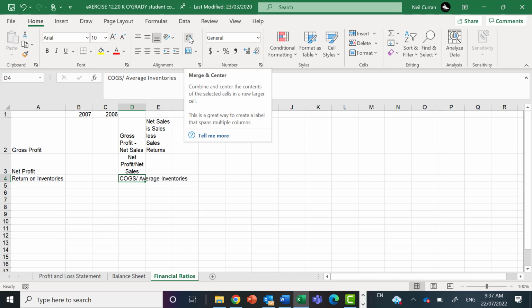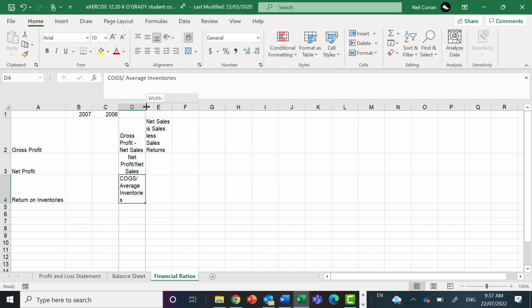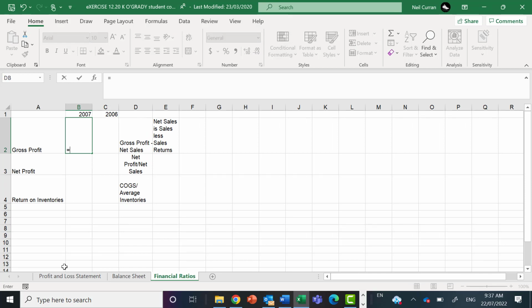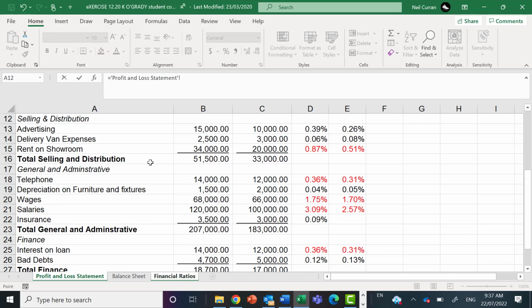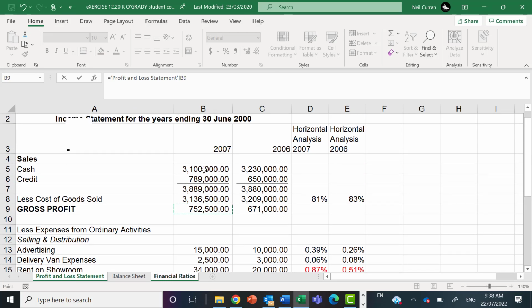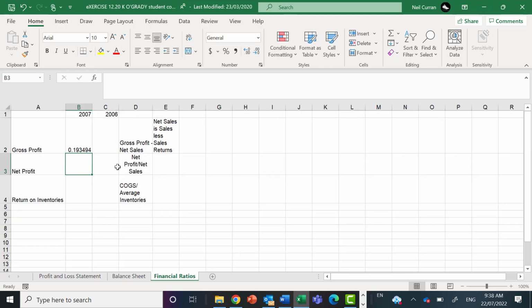Now you'll need to demonstrate your workings for the assignment as well, so I have a spreadsheet here which goes through how to actually do it. So we're going to do gross profit now for 2007. Gross profit is in the statement of profit or loss and divided by your net sales. Now in this case, our net sales is our total sales because we don't actually have any sales returns. And then you click on the percentage sign to keep it as a whole percentage.